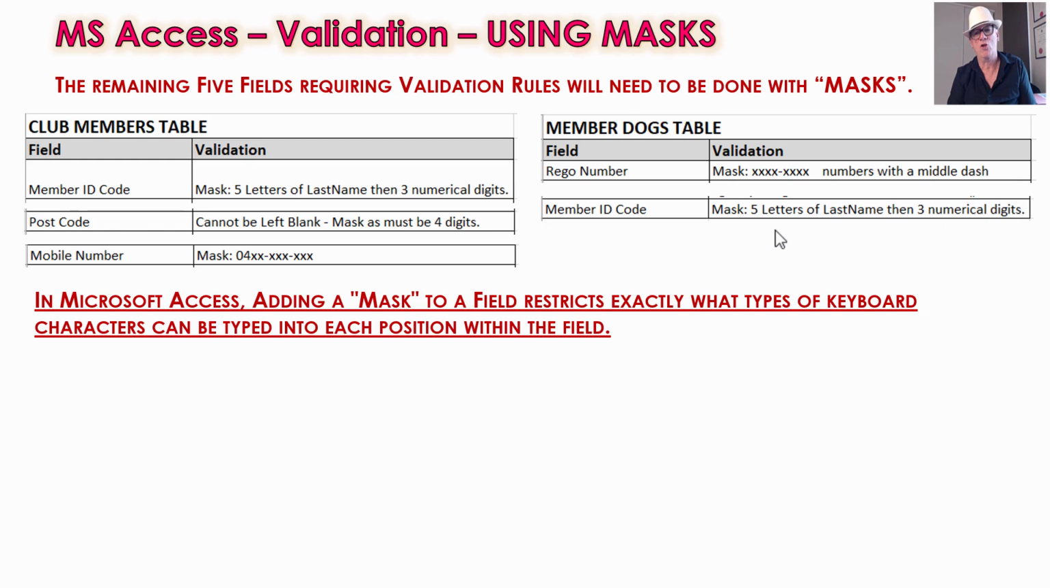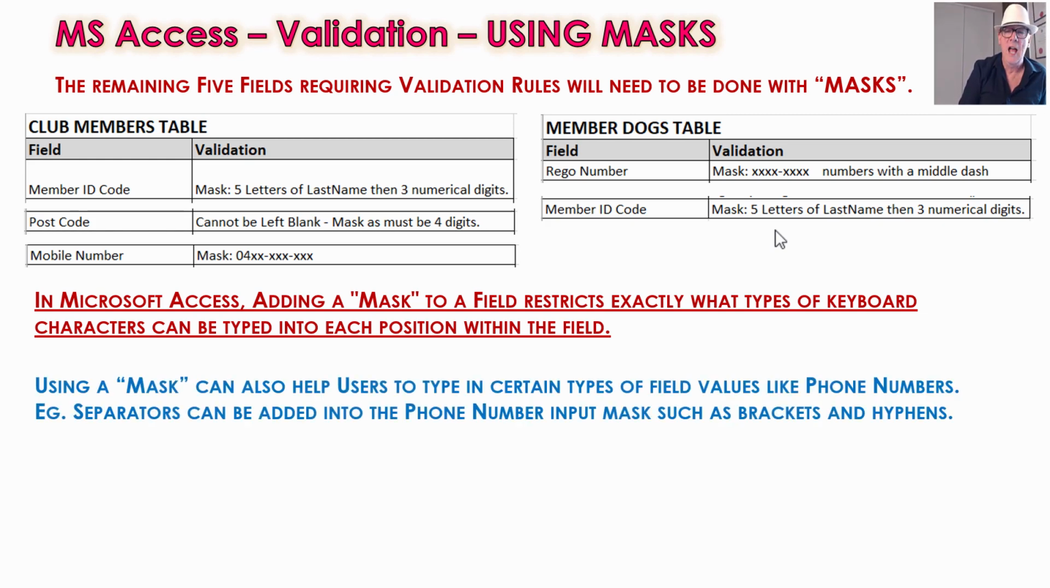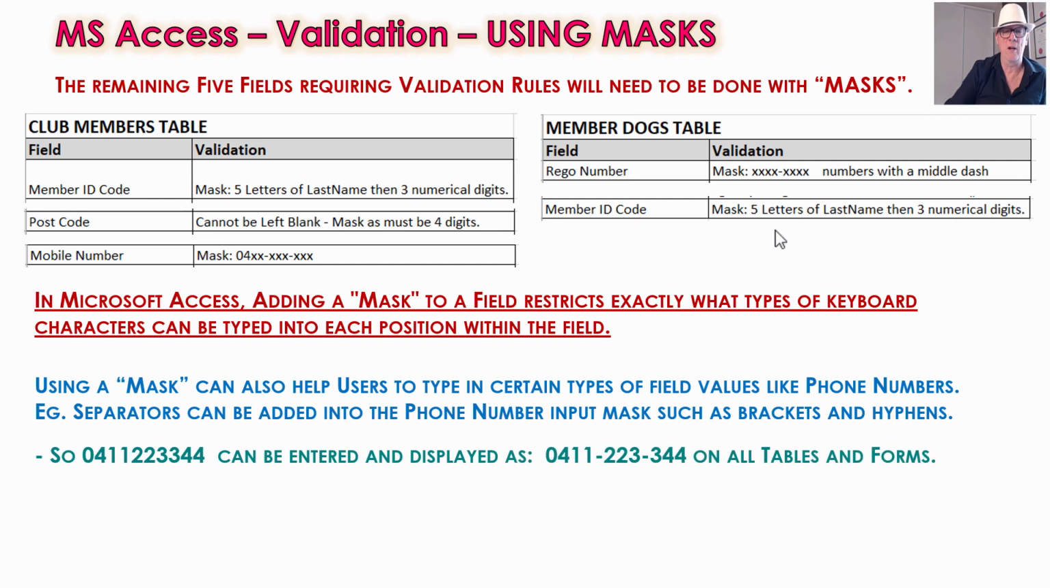So adding a mask to a field restricts what types of keyboard characters can be typed into each position in the field. And it's going to help people out with phone numbers, because instead of having to type in the big long number, we can actually format it with dashes, and it'll come up with dashes in the table, which just make it easier to read and easier for them to type in.